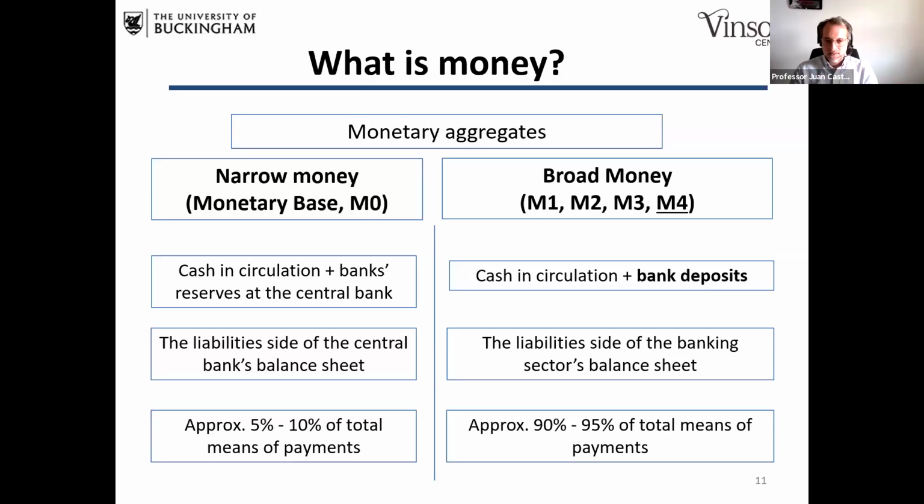Is this a lot of money in the economy? Not really. It normally represents 5 to 10% of the total amount of money in the economy. The rest of the money that we use is what we call broad money. In the UK, there are different monetary aggregates depending on the number of deposits included. It goes from M1 to M2, M3, and M4. In the UK, the broadest definition of money is given by M4. And it's made of cash in circulation and, critically, this is the difference, plus bank deposits, the money we, households, companies, have in the banking sector.